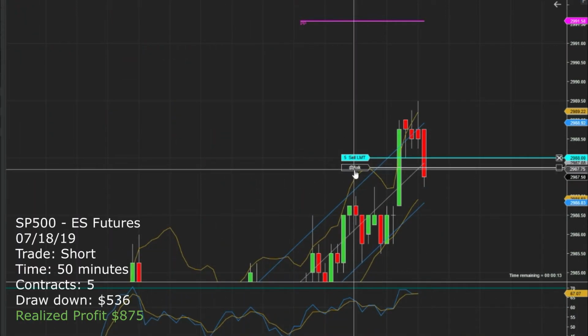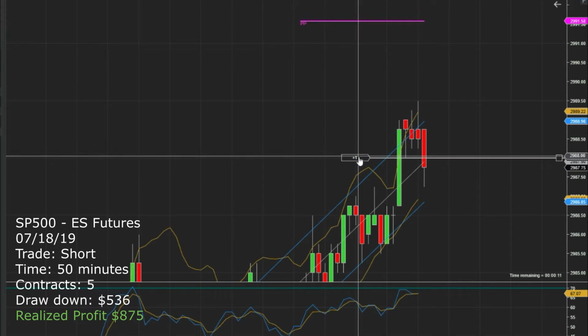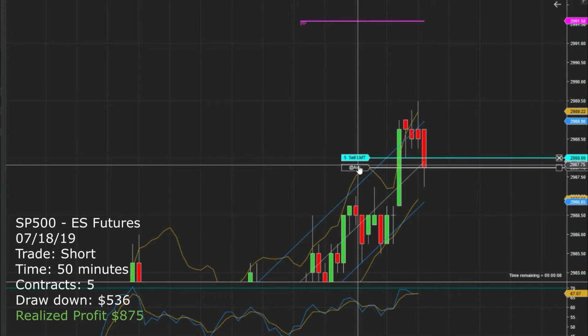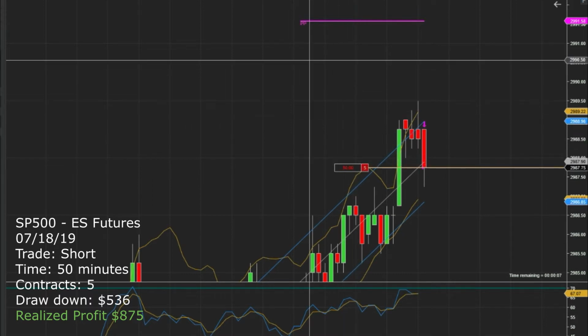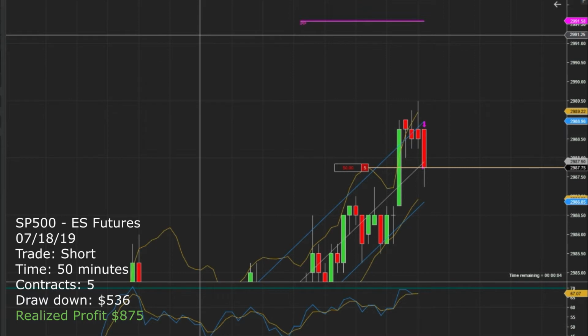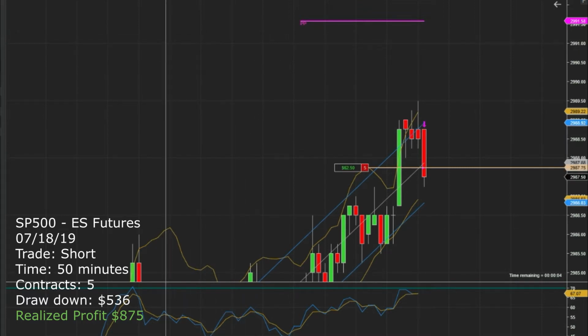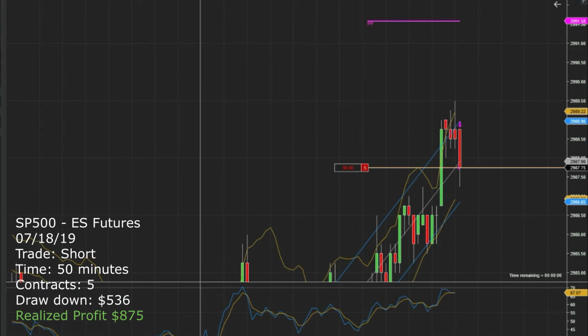Okay, here we go. We see a nice little top forming. We're looking to enter with 5 contracts short. Looking for a nice top here to push us downward.